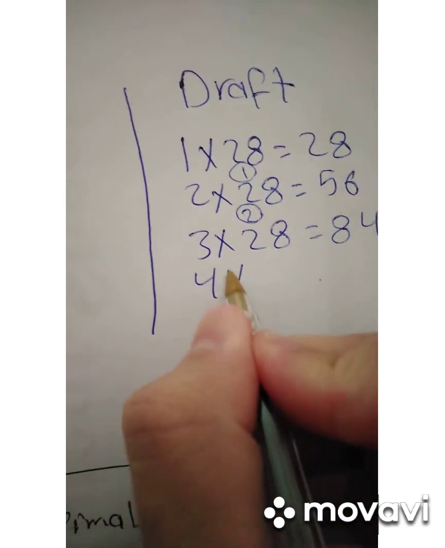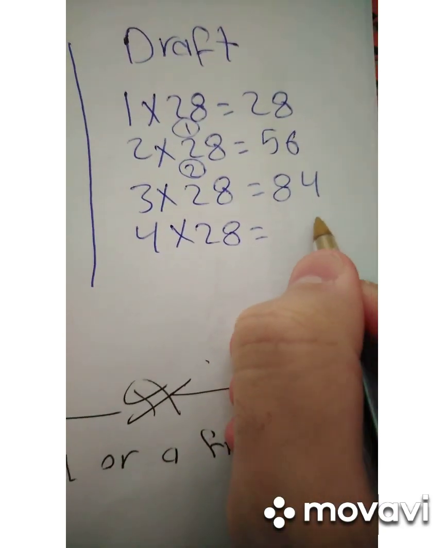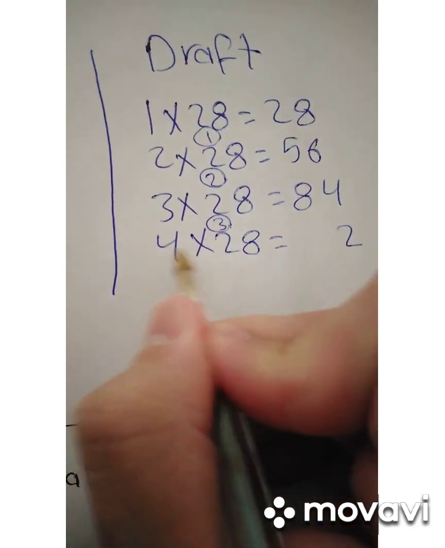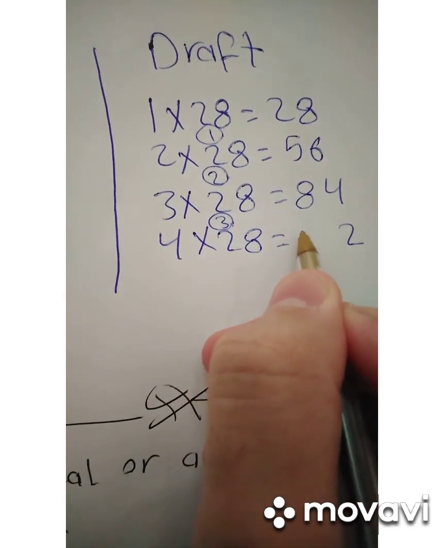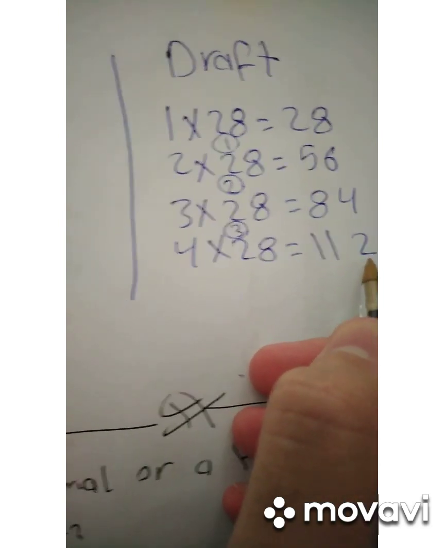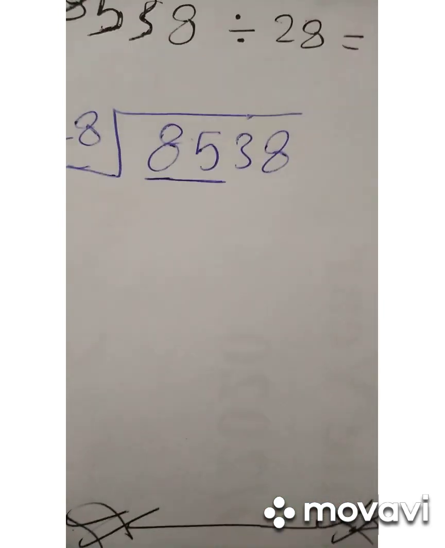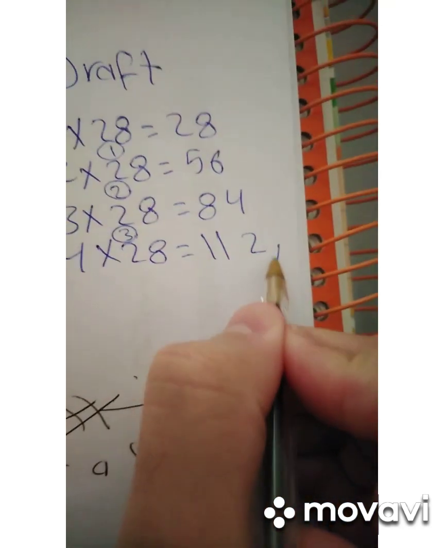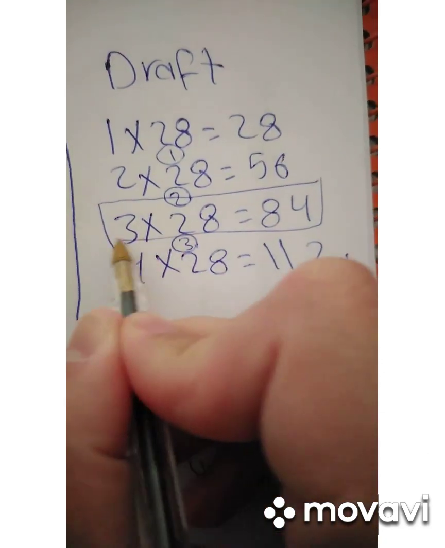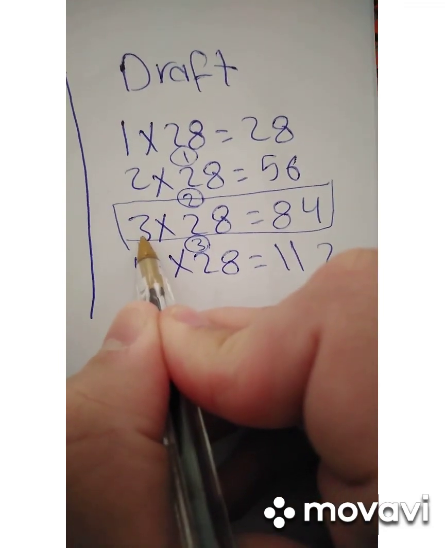Try 4. 4 times 28: 4 times 8 equals 32. Put 2 and carry 3. 4 times 2 equals 8, plus 3 equals 11. Now we have 112. Yes, it is greater than 85. So stop here and take the previous step. So our quotient now equals 3.